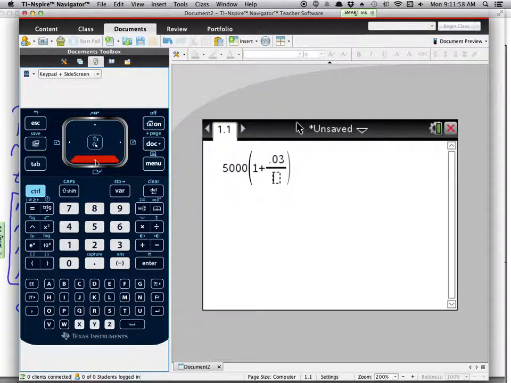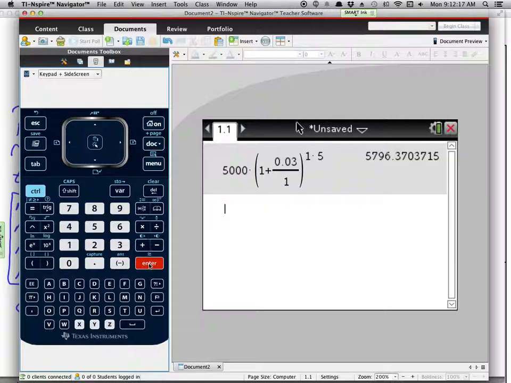It's over 1. Then I need to get outside and put my exponent in there, and my exponent was 1 times 5. Yes, everybody knows that 1 times 5 is 5, but there's a reason why I put it as 1 times 5, and you'll see whenever we do the second part of this. Then I press enter, and I now have my new account balance, which is $5,796.37.